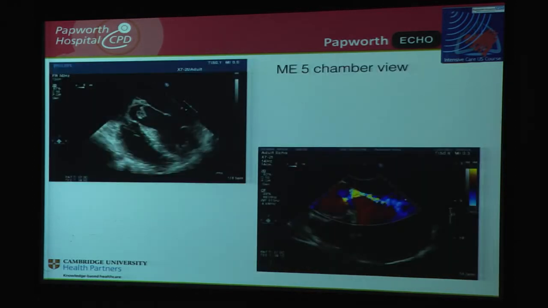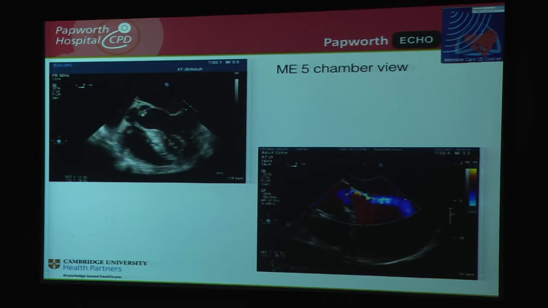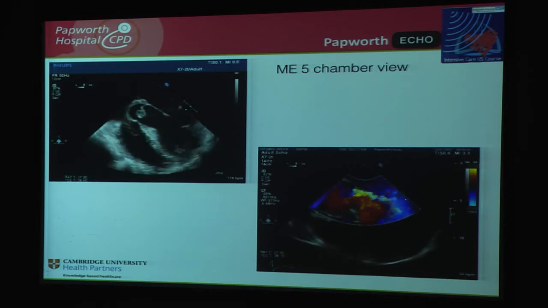Okay? Some of the other views that might help you is the mid-esophageal 5-chamber view, okay, which gives you a good relationship between what the mitral valve, LVOT, and aortic valve is doing. Okay? But the information gained from this view can be gained from the AV long axis view as well. So this view is not mandatory for evaluation of the aortic valve.